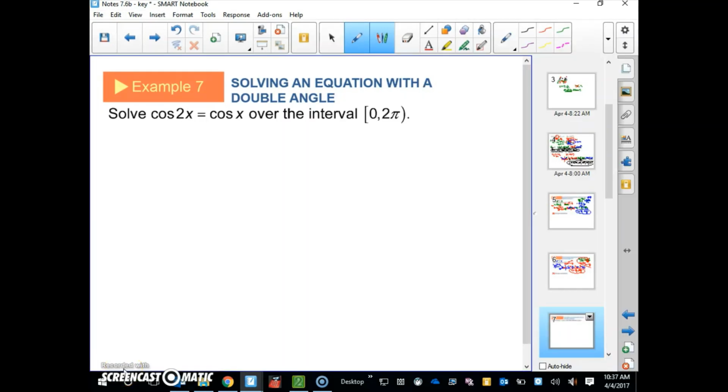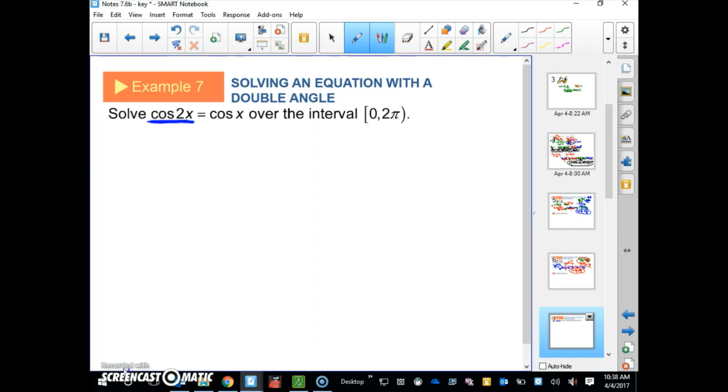When I see example 7, the first thing that you should notice, I hope, is that there are two different variable types. You can't put cosine 2x together with cosine x. They're not like terms. You have two different angles. One of them could be 50 and the other one would be 100 or whatever. One's a double angle. And so I know I can't isolate, and I won't be able to factor either, because they're different. So I'm going to have to try and use an identity, but luckily we have an identity.